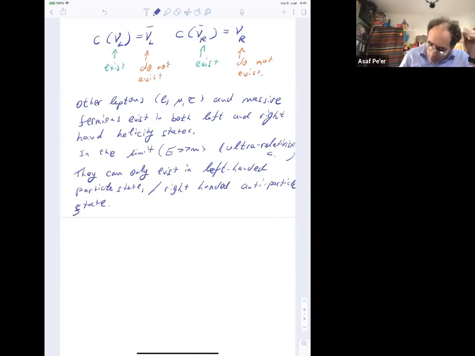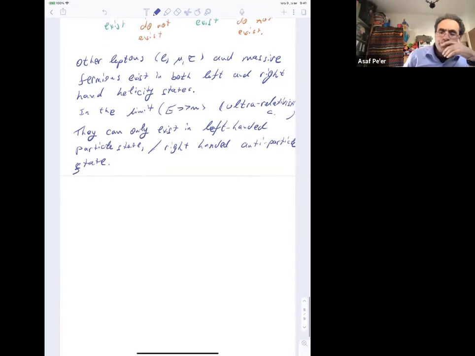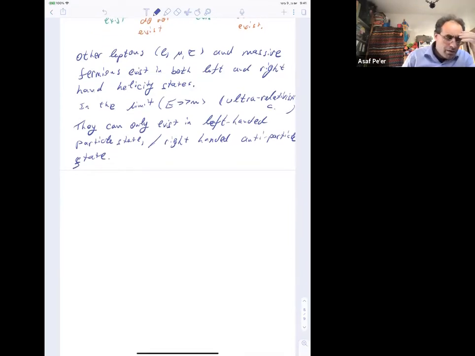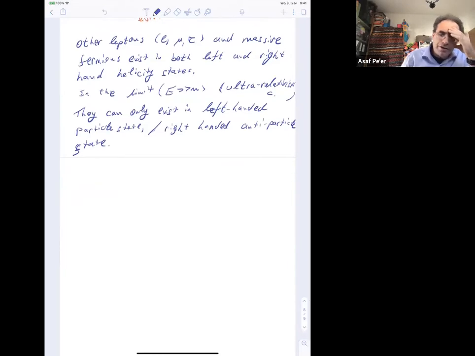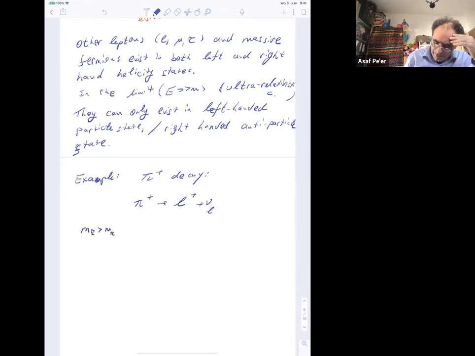Now I promised you an example. I'll give you an example and then I'll answer questions. I'm looking at the decay of a charged pion. So pi plus goes to anti-lepton plus neutrino. That's a decay. There are 3 leptons, but there are 2 possibilities because of the masses. Since the mass of the tau lepton is greater than the mass of the pion, L can be either the electron or the muon.